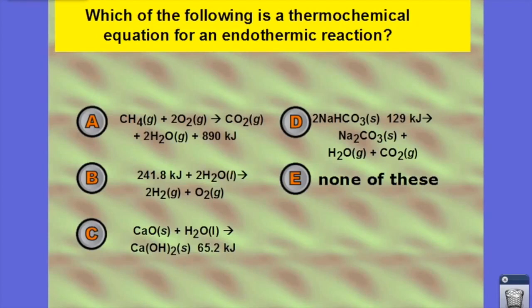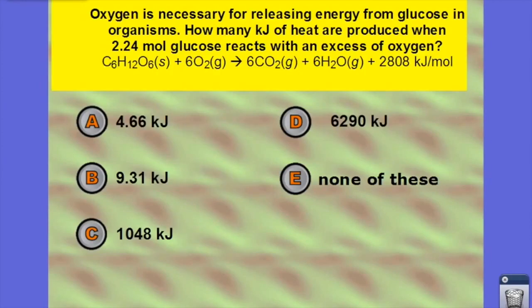Which of the following is a thermochemical equation for an endothermic reaction? Which one is endo? I heard D. You are right because the heat is on the reactant side. Is that really D? No, it is not D. What is the answer? The right way to write it is B. Am I right? Because D, look at this. You need a plus. You need to add the heat.